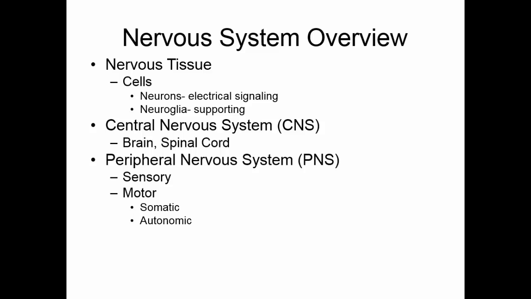And the autonomic system is further divided into the sympathetic system and the parasympathetic system. The sympathetic system is your emergency system. The parasympathetic system is your day-to-day housekeeping system. So let's look at our nervous tissue.